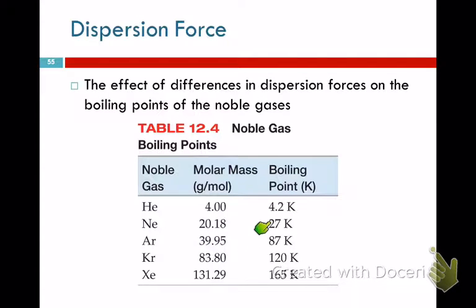Neon is 27 degrees Kelvin. Remember, bigger mass, more electrons, bigger induced dipole, or dispersion force is what they call it. Okay. Argon is bigger. Krypton's bigger. Xenon's even bigger. That's 165 Kelvin. Now, those are still all really cold, but that trend is caused by the shifting of electrons in the electron clouds, creating stronger intermolecular forces.